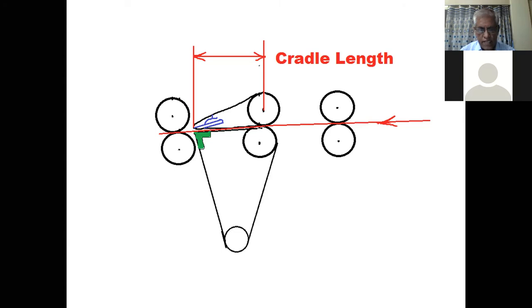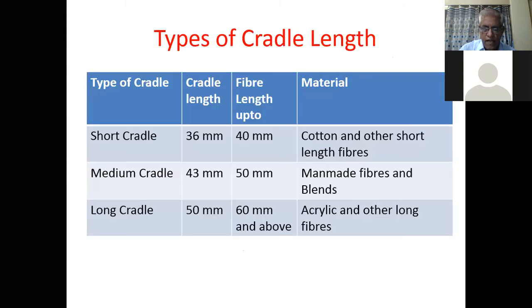So for this, the guidelines are also there. There are three types of cradle which are used in the industry: short cradle, medium cradle, and long cradle. If you are using a 36 mm cradle length, then it is called short cradle. If you are using 43 mm cradle length, then it is medium cradle. If you are using 50 mm cradle length, then it is called long cradle. Short cradle is generally used for processing cotton fiber and fibers having similar length like cotton.